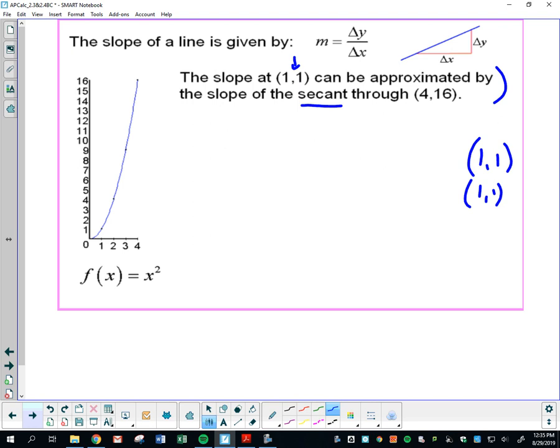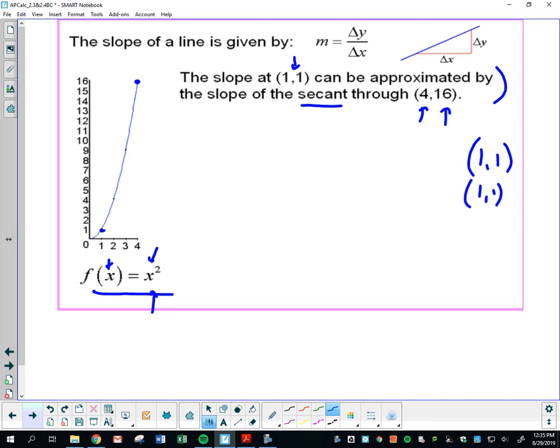So if I wanted to go from 1, 1 to 4, 16, why am I using these special numbers? Because this is the function I'm using, y equals x squared. Why am I using 1, 1? Because if I plug a 1 in for x, the output is 1. If I plug a 4 in for x, the output is 16. 4 squared is 16. That's why I'm using this specific function, a parabola opening up, but I'm only looking at the first quadrant.